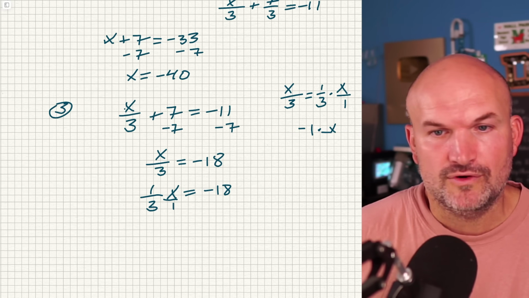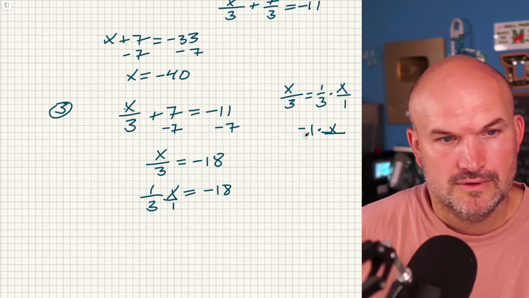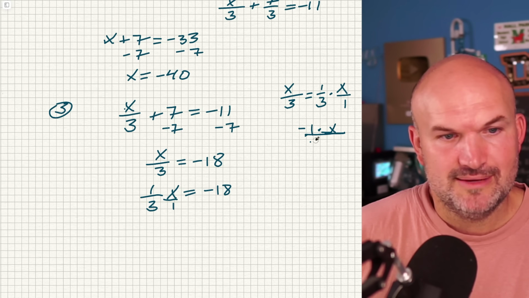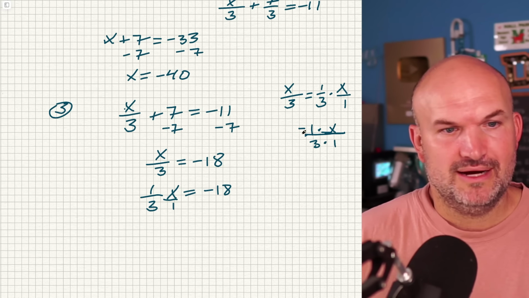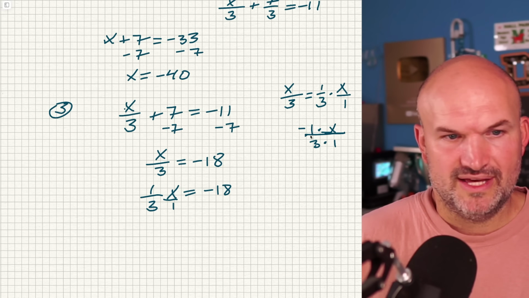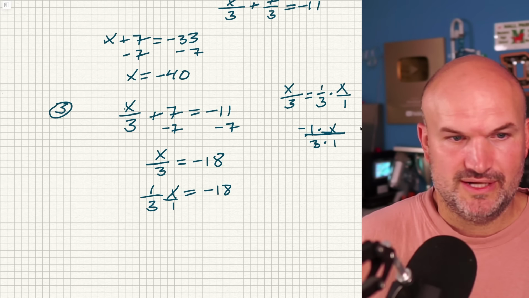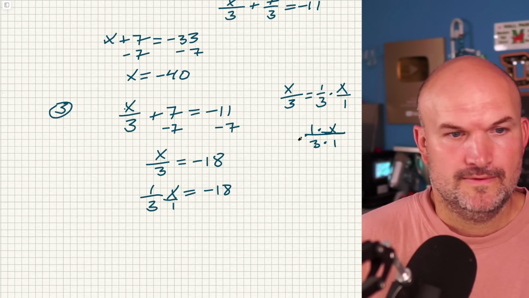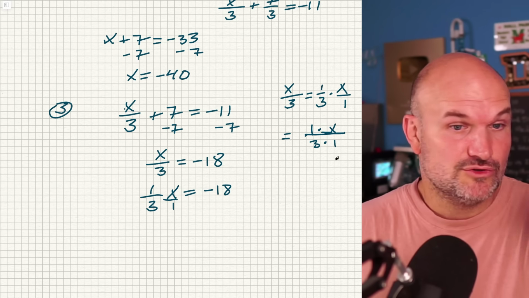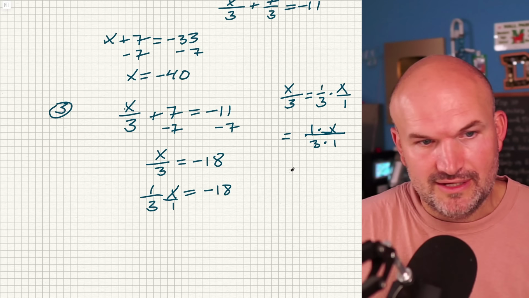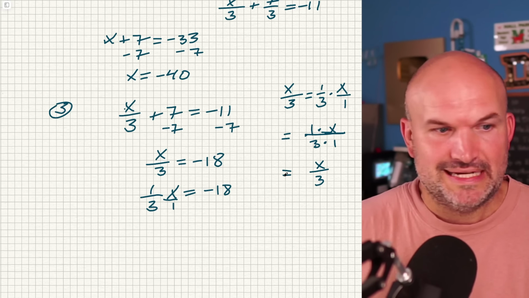You'd have a 1 over 3 times an x over 1. Oh, I see what I did. That's supposed to be an equals. Right? And 1 times x is going to be x, and 3 times 1 is going to be 3. So you guys can see that it's x over 3.